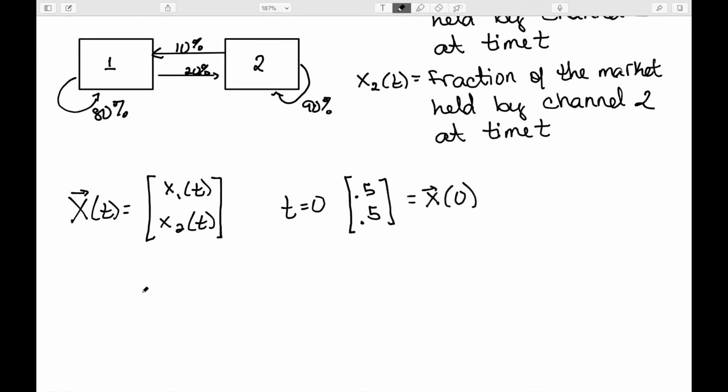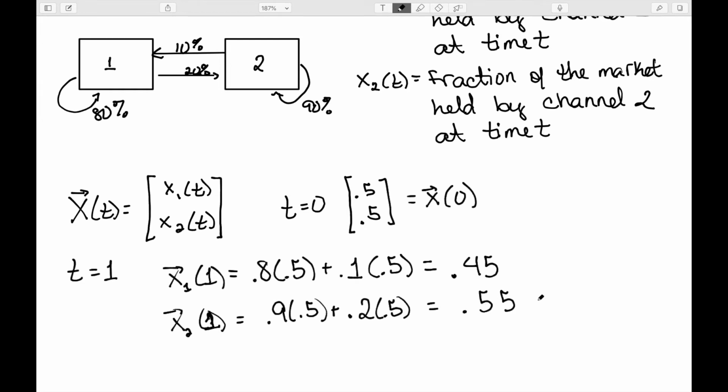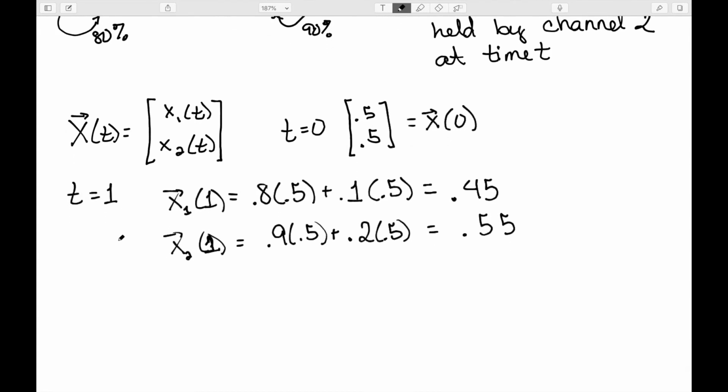So let's try to see what happens at time 1, t equal to 1 year later. Well, let's start with Channel 1. They have 80% of their original 50%, plus 10% of the portion that Channel 2 had. And if we work this out, we get 0.45. So after 1 year, they have 45%. Channel 2, after 1 year, has 90% of its own 50%, plus 20% of the original 50 that Channel 1 had, so 0.55. So Channel 2 has 55%. And so with this, we have that x1 would be equal to 0.45, and x2 is 0.55.